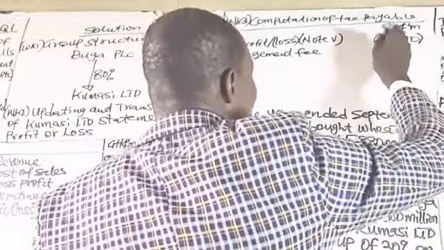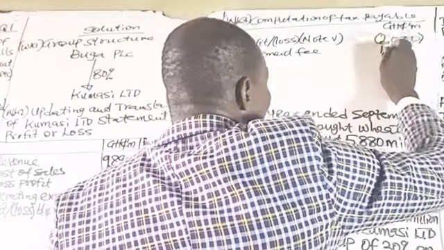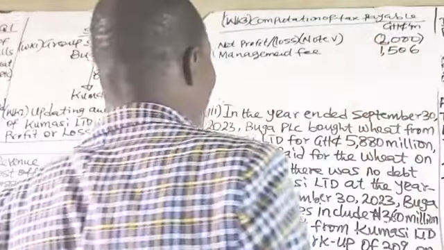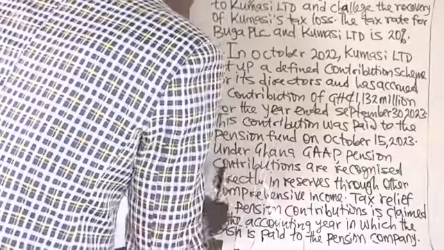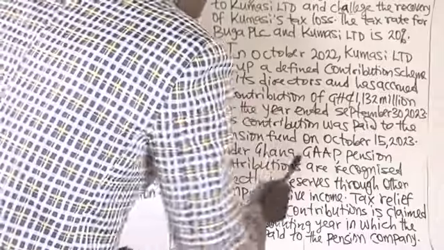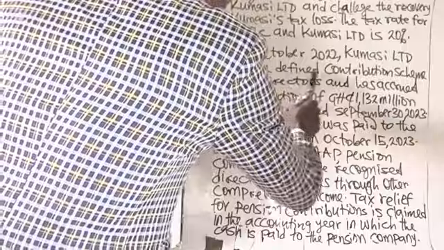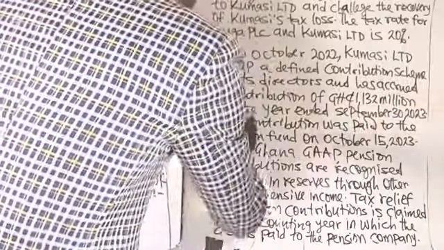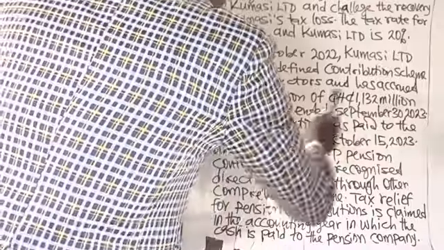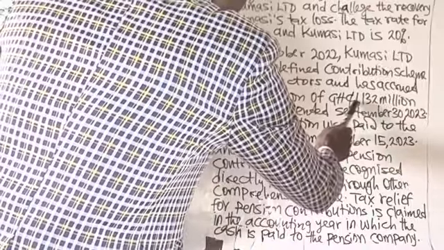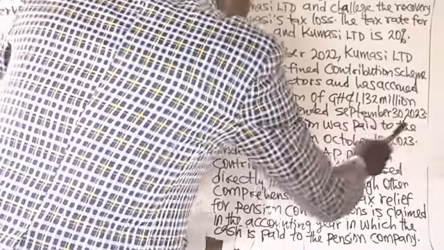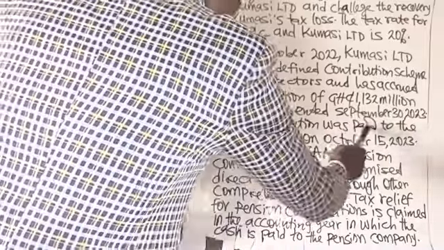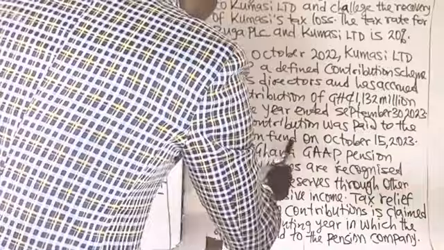Management fee is 1,506 million. We say it is not allowable. Note 6. In October 2022, Kumasi Limited set up a defined contribution scheme for its directors and has accrued a contribution of 1,132 million Ghana cedis.